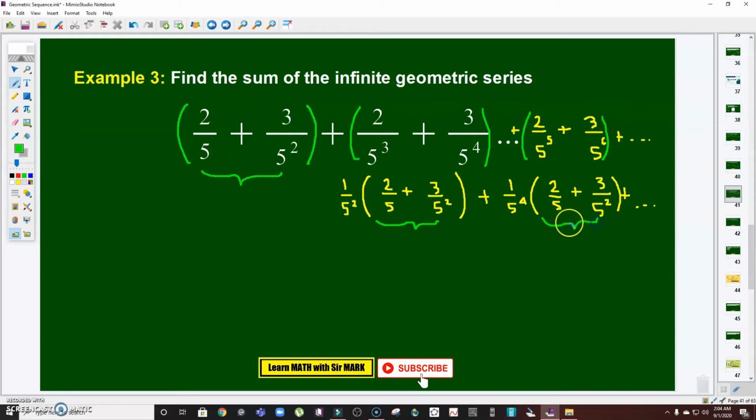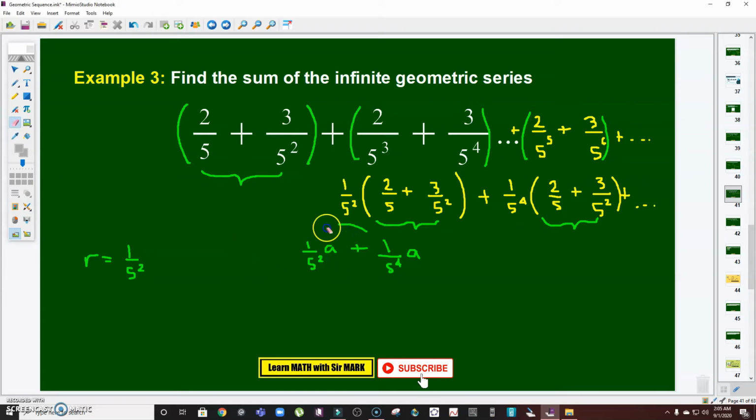Equal lang sila. So, meaning to say, sa madaling sabi, if I'm going to have this as one variable, kunyari lang, if this is A, plus 1 over 5 squared A, plus 1 over 5 to the 4th A, you'll see here that the common ratio is 1 over 5 squared. See that? I hope clear sa atin yan. So, ang common ratio niyan is 1 over 5 squared. So, parang ganun yung ibig sabihin.